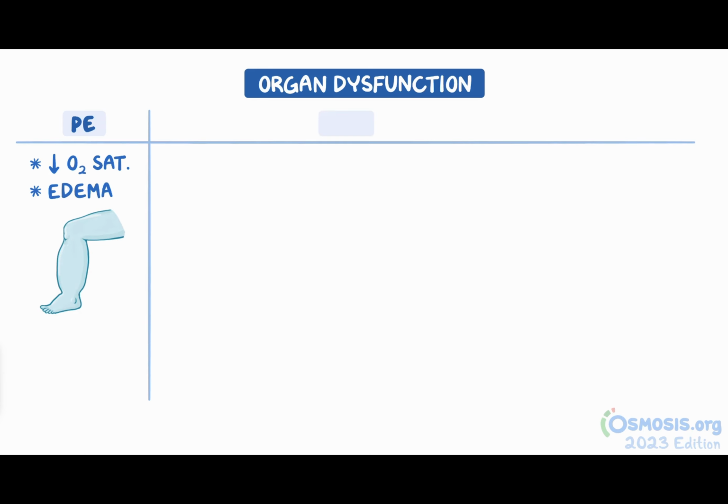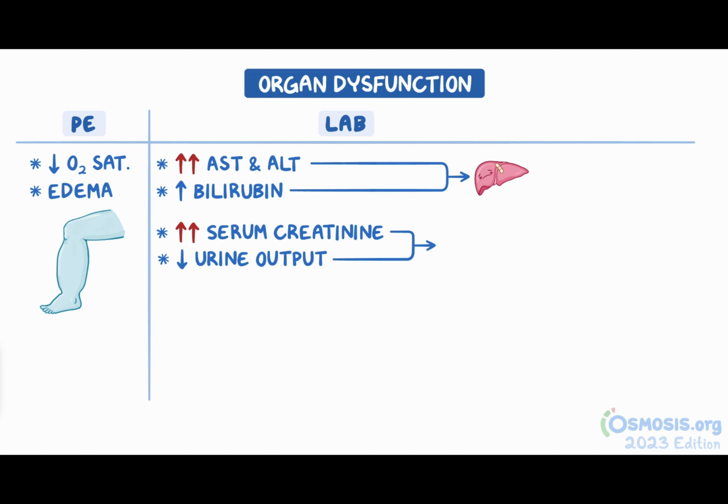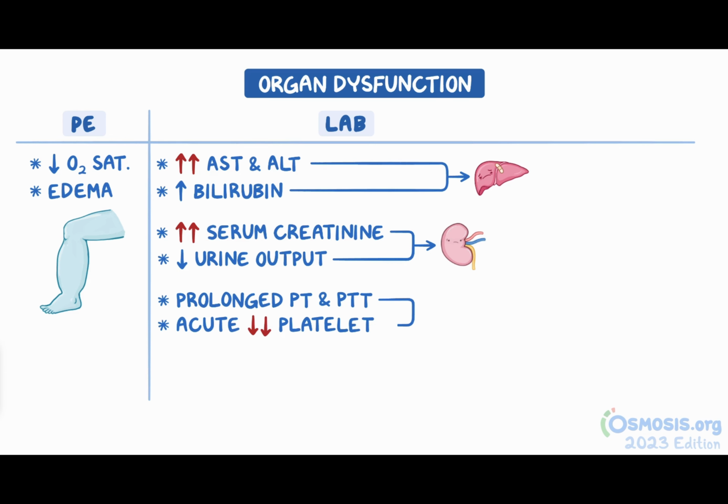In addition, as your patient's lab results return, you may find abnormalities that suggest organ dysfunction. Significantly elevated AST and ALT, sometimes into the range of 10,000 units per liter, as well as elevated bilirubin levels, may indicate acute liver failure. Similarly, a significant acute elevation in the serum creatinine or decrease in urine output should raise your suspicion for acute kidney injury. Prolonged PT and PTT, especially if there's an acute drop in platelet count, may suggest the presence of disseminated intravascular coagulation, or DIC for short.